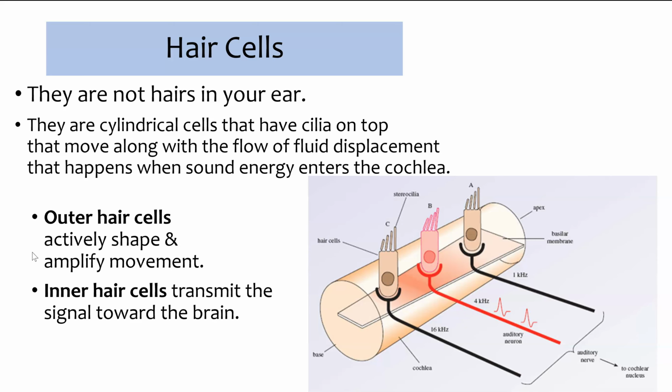The outer hair cells receive that motion and actively shape and amplify it in a way that we'll illustrate in just a few minutes. And then the inner hair cells, we won't talk about them so much in this lecture, but the short story is that they'll actually initiate those electrical signals that are eventually sent to the brain.